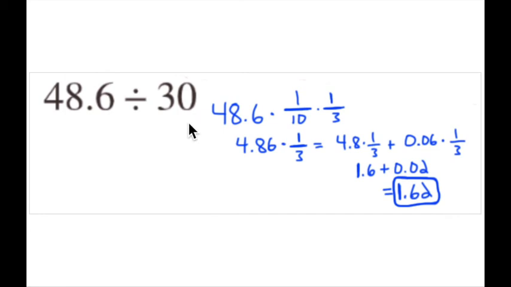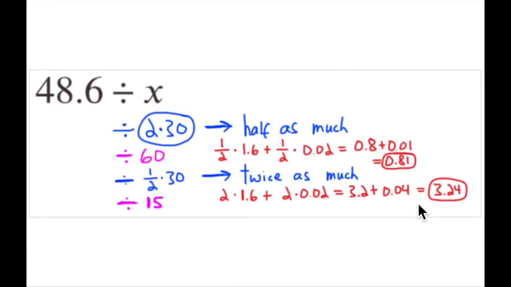So now, if I divide by a value that's twice as big as 30, that's going to be divided by 60, I'm going to get half the size. My answer is going to be half as much. Or if I divide by a value that's half the size, so 15, I'm going to get an answer that's twice as much as 1 62/100. That's what they want you to see. So 48 6/10 divided by x, where x is either twice as big, so 2 times 30 is 60, or x is half the size. 1/2 times 30 is 15.